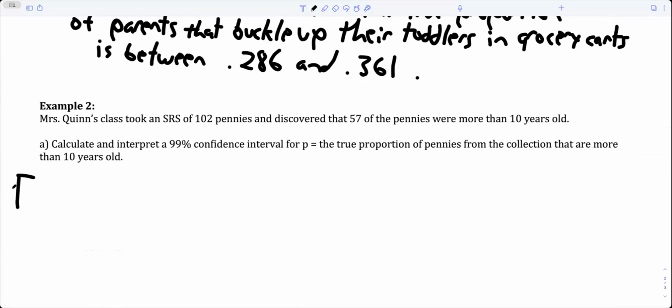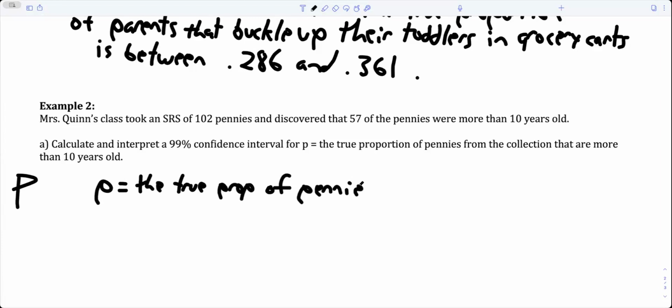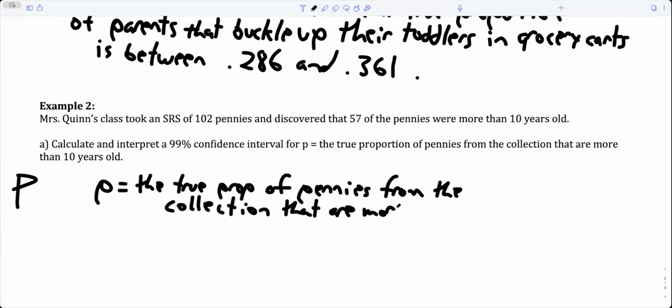All right, so here we go. The parameters, it gave it to me in the stem of the problem, but I'm gonna go ahead and define it. p is the true proportion of pennies from the collection that are more than 10 years old.